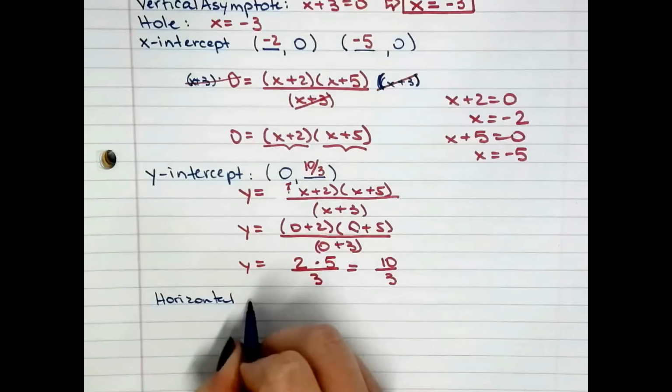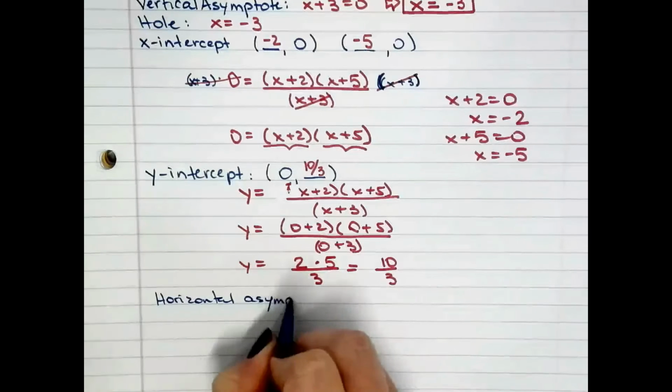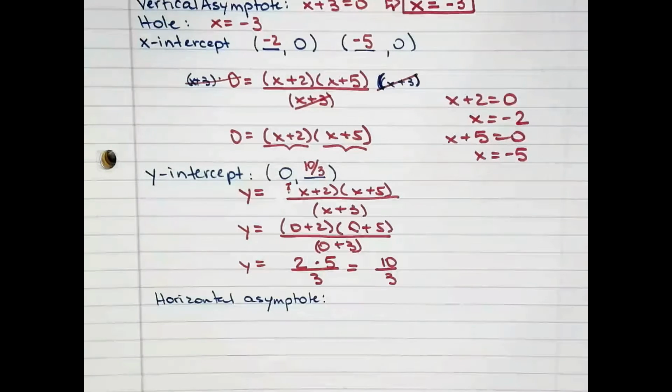Horizontal asymptote. And I think it's going to take another 10 minutes. And I'm sorry, okay? I am very sorry.